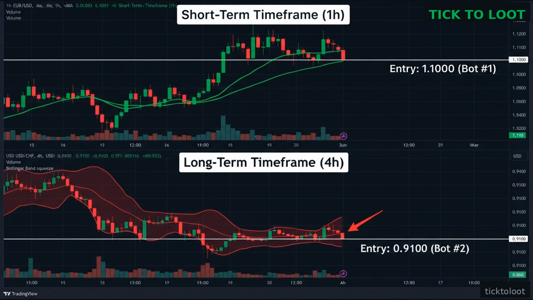To implement, simply open 2 separate chart windows in your trading platform. Set the appropriate time frame for each and link each bot to its designated chart. Remember to keep the overall capital allocation in mind, so the combined exposure stays within your risk budget.